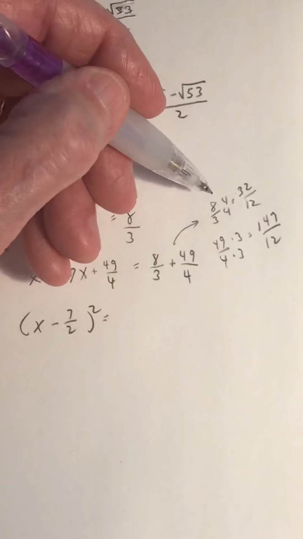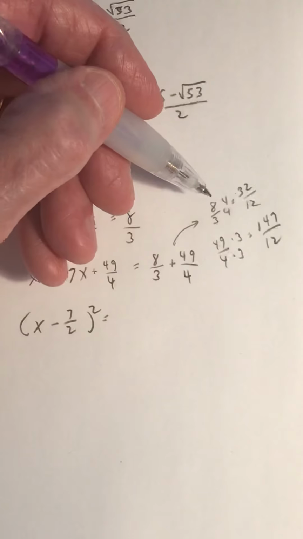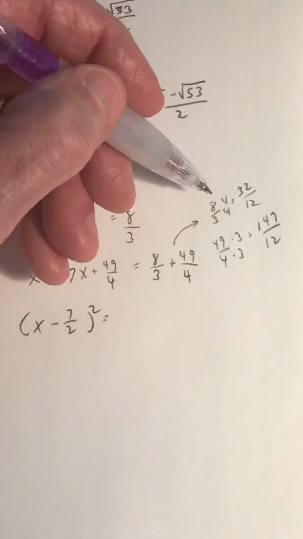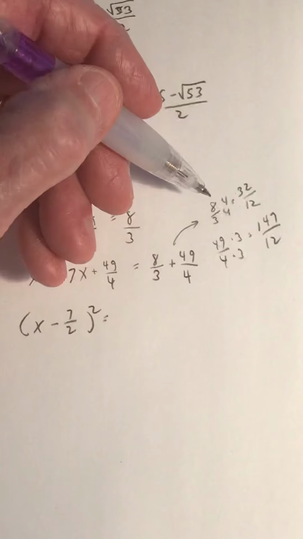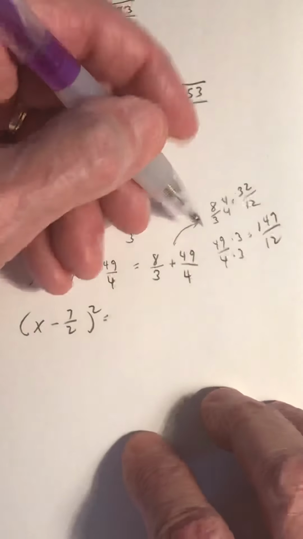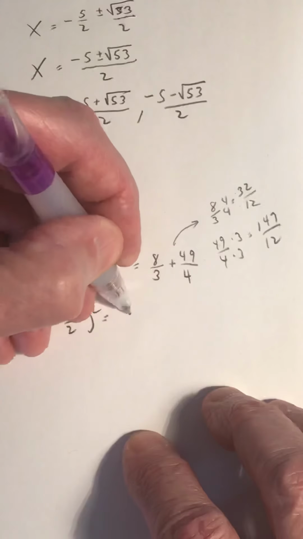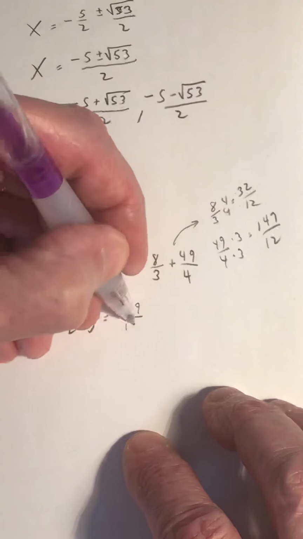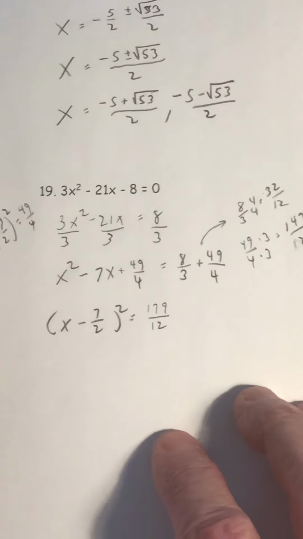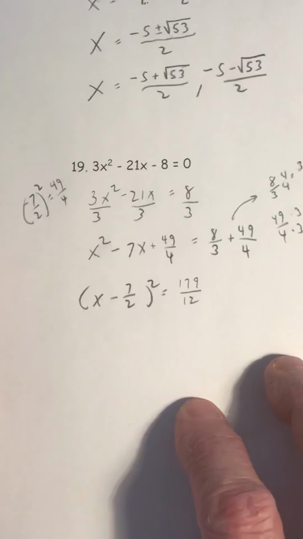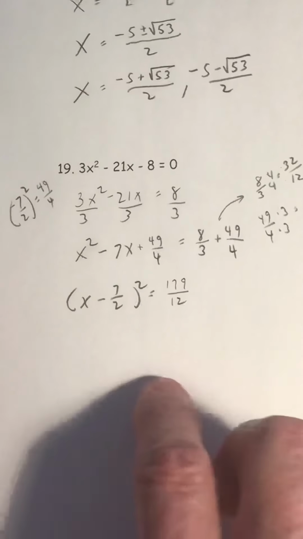And I don't like arithmetic. I don't trust myself to do arithmetic mentally. So 147 plus 32, and get 179 over 12. Okay. I hope I didn't make an arithmetic boo-boo there. I don't think I did.